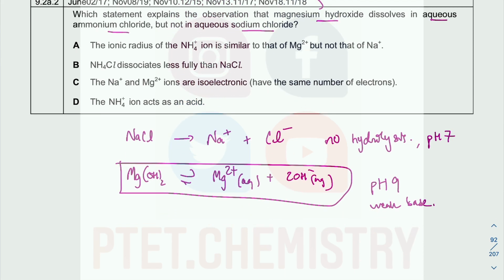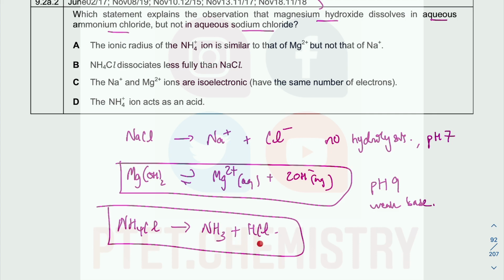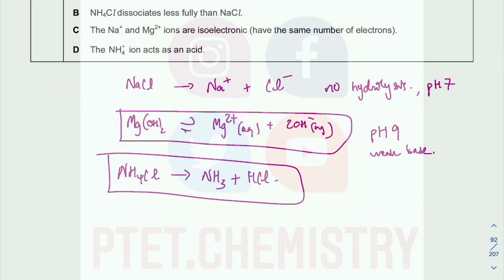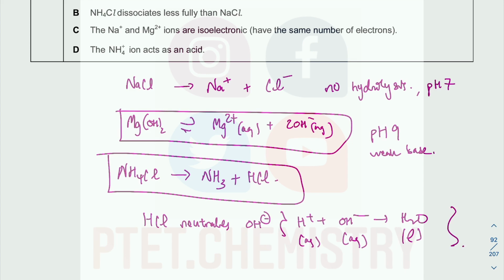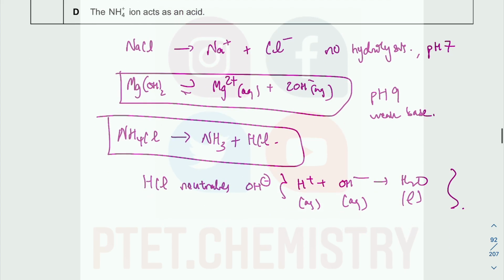But what does ammonium chloride do? Well, ammonium chloride can also dissociate in water to give you NH3 and HCl. So that can happen. Guess what the HCl will do? If you have this mixed in with this, the HCl neutralizes the OH-. That means H+ plus OH- give you H2O. You have seen this probably 1,000 times because you have done quite a lot of acid-base neutralization reactions.